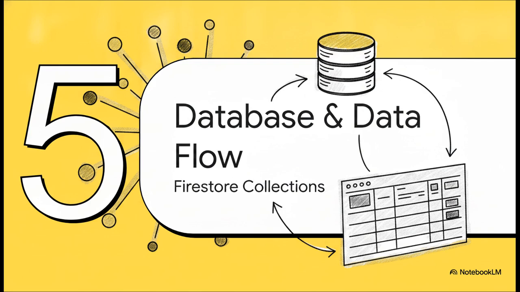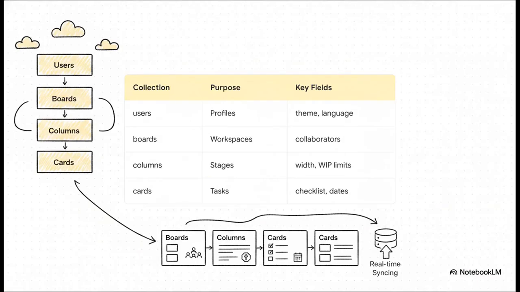Which brings us to Section 5, Database and Data Flow. Now let's look at how the application natively structures its data. Using Cloud Firestore, the database is intricately organized into distinct collections that perfectly mirror the front-end modules we saw earlier. Users, boards, columns, and cards all get their own dedicated collection.